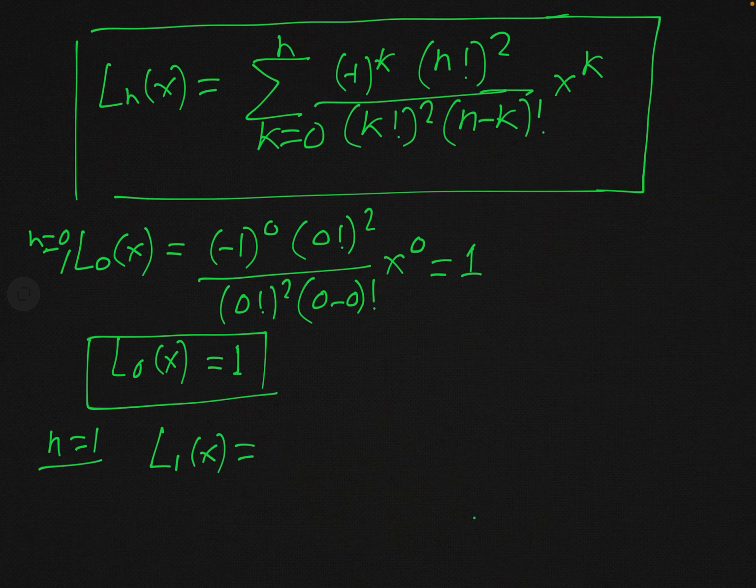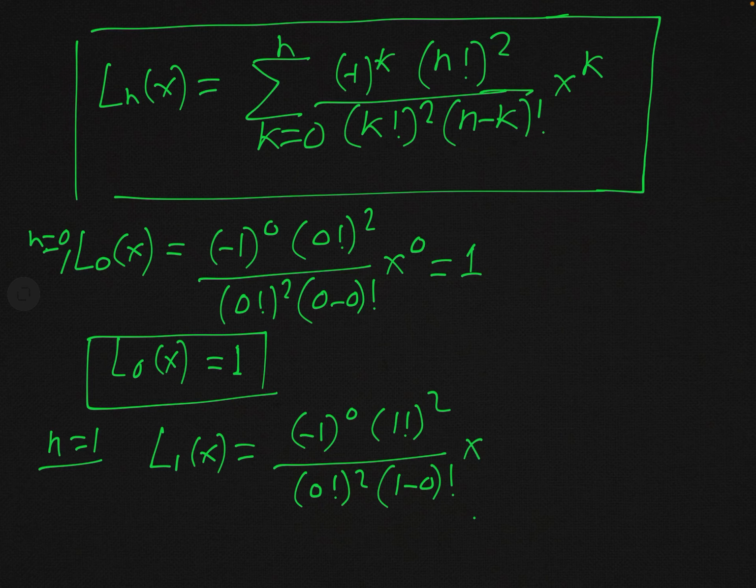So the first term, when you put k equal to 0, will be minus 1 raised to the power 0, n factorial square. N is here 1, so this is 1 factorial square over k factorial square. In the first term k is 0, so 0 factorial square, and n minus k, this is 1 minus 0 factorial, and x raised to the power k. Here k is 0. This is the first term.